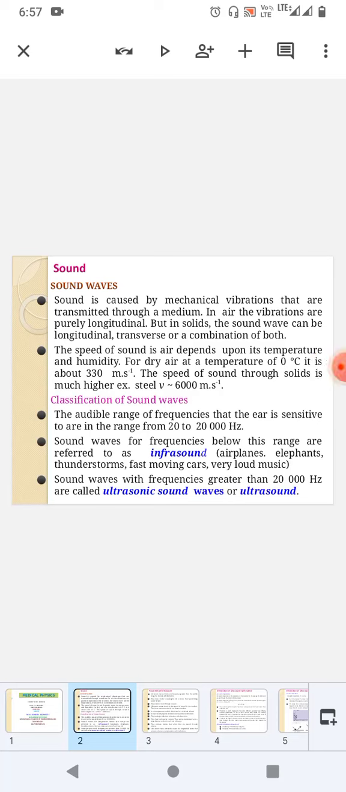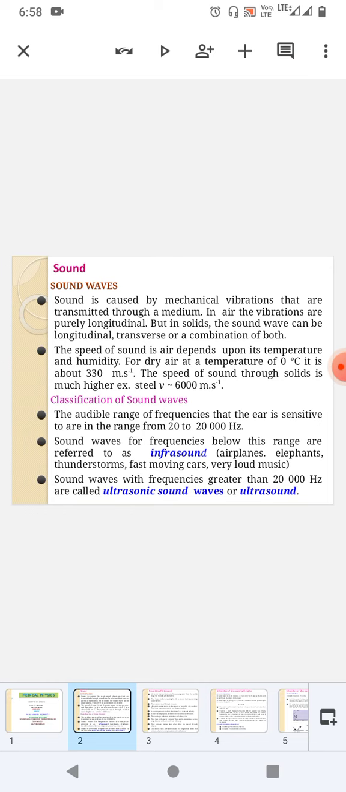Today we are going to discuss ultrasound and its application in the medical field. Before discussing ultrasound, first you have to know what we mean by sound, how sound is produced, and the classification of sound energy. Sound is nothing but a mechanical vibration produced by the vibration of particles.